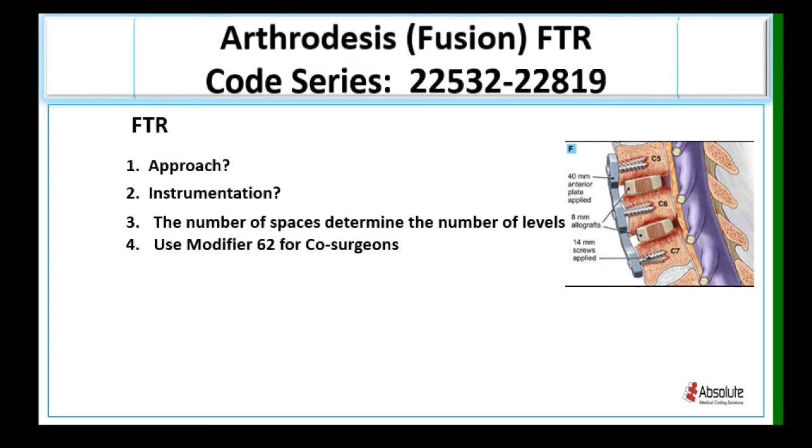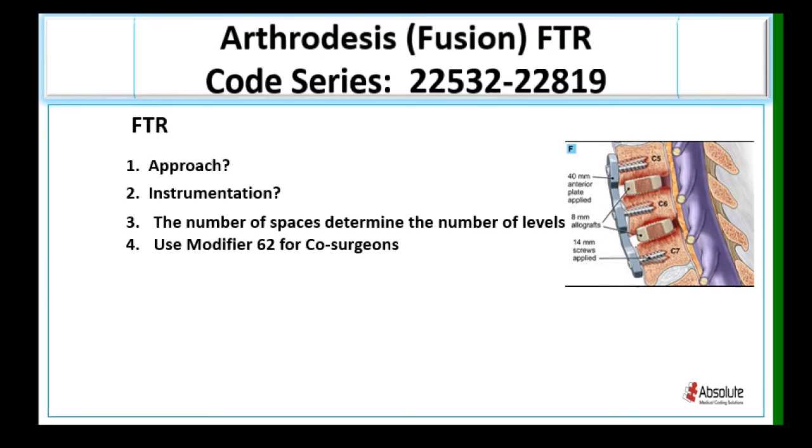This is what you need to know when you're coding arthrodesis or fusion. FTR Code Series 22532 through 22819. You need to know the approach. Is instrumentation used? The number of spaces determine the number of levels. That's important. And use modifier 62 for co-surgeon. And just so you know, arthrodesis procedure is the process of immobilizing the joints. You don't want them to be able to move, so you immobilize them. And you can use both grafting material and instrumentation in this process, and there are FTRs for both the grafting and instrumentation.